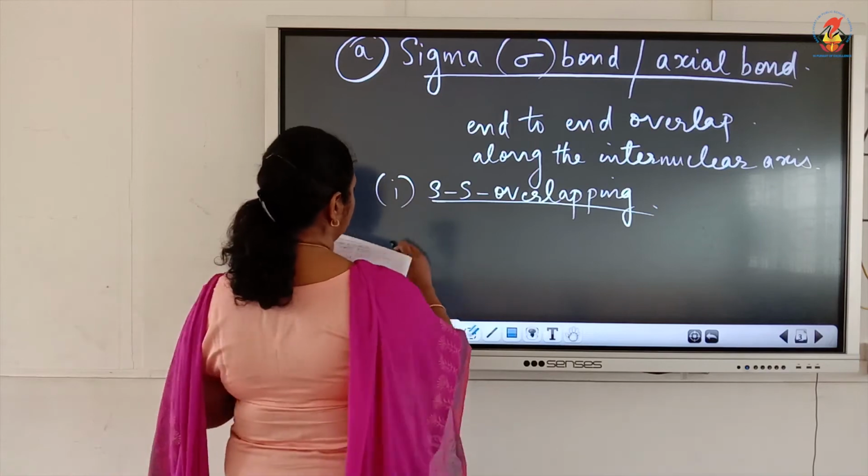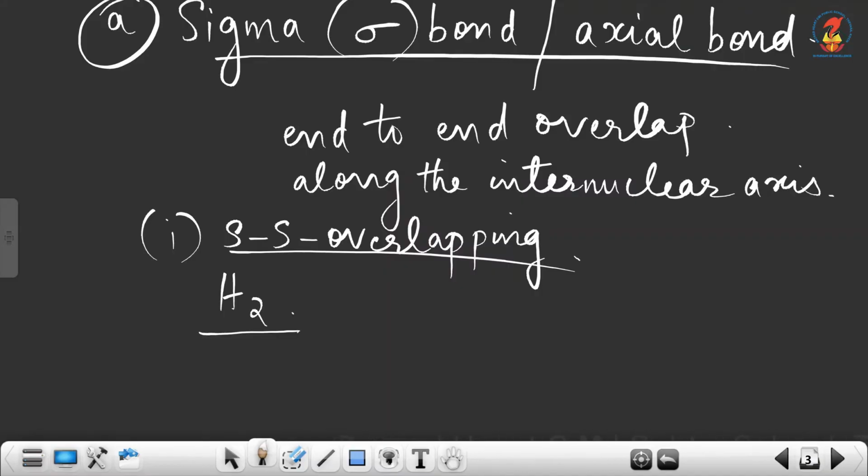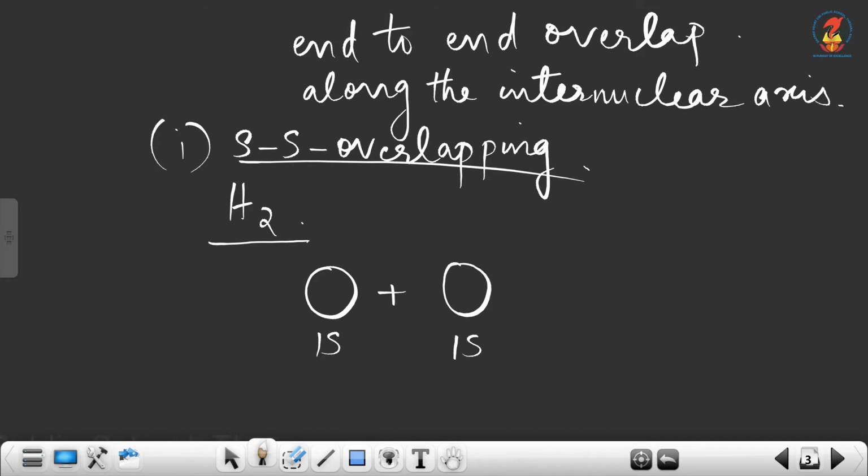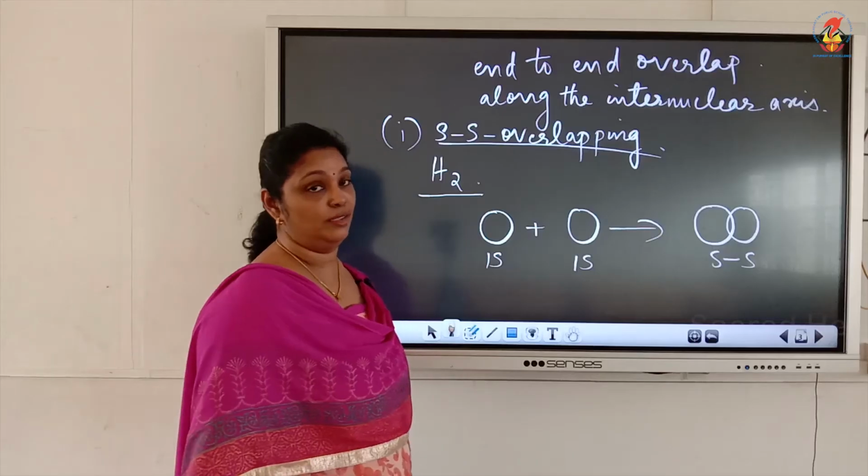So, example, H2 molecule. You know that the half-filled orbital of hydrogen is 1s. So, we have the S orbital, which is spherical in shape, the 1s orbital of one hydrogen, plus the 1s orbital of the second hydrogen. And how will you show the SS overlapping? Like this. So this is SS overlapping, or we can say sigma bond is formed by SS overlapping.